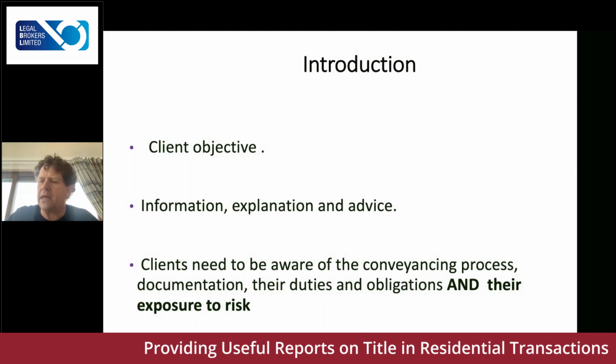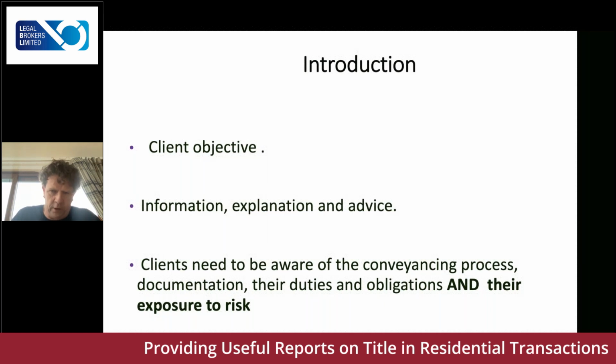When we're onboarding a client, when we're explaining our role, when we're defining our retainer, when we're reporting on title, we must provide information, but then we'll go beyond that and provide explanation and advice. Therefore, we should explain to clients the conveyancing process, the documentation that they're going to encounter in the process, and the vulnerabilities, duties and responsibilities that the clients owe in the process. Both of those tasks are quite onerous.